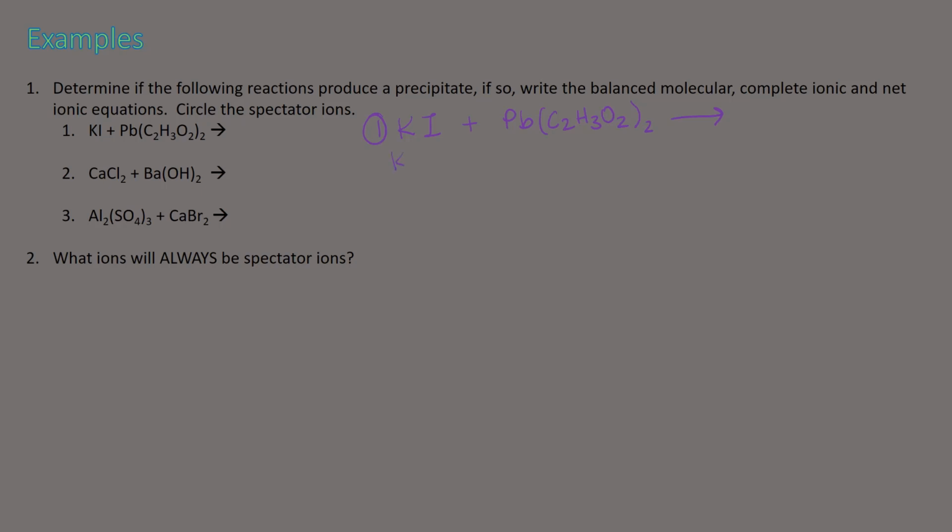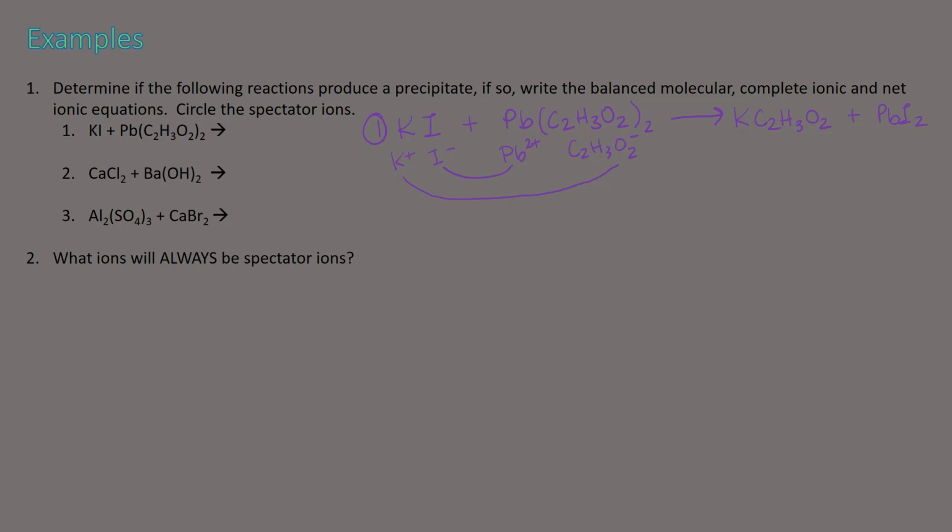So I'm going to look at this, and I've got K plus and I negative. Those are the two ions. And then we have lead-2 and acetate. And acetate has a -1 charge. All right, so if we do inside with inside, outside with outside, we get potassium acetate. And we get lead-2 iodide.